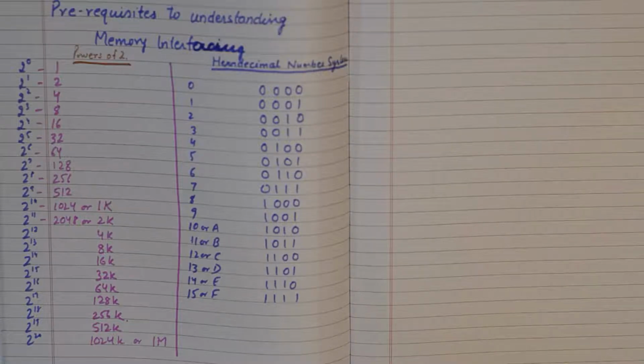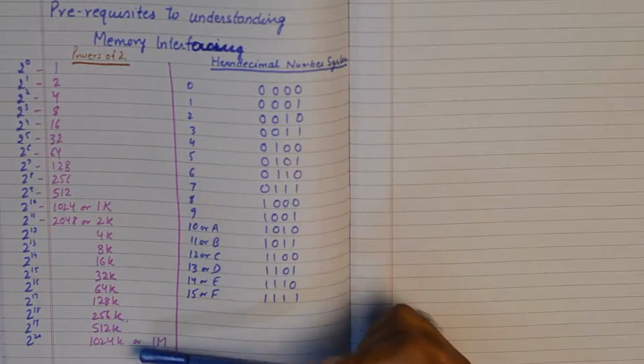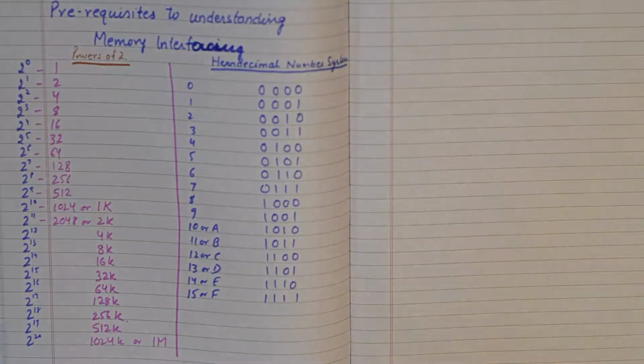Now, in order to understand the structure of the memory, we need to be very conversant with digital number systems, and especially with powers of 2 and hexadecimal number systems. And why is that so? I'll tell you in a minute.